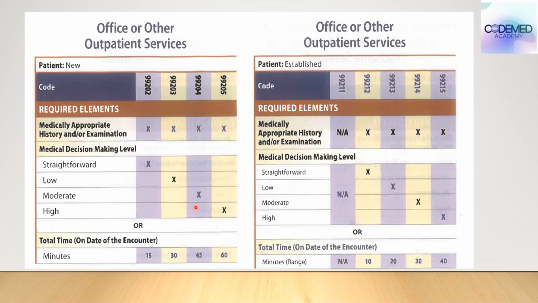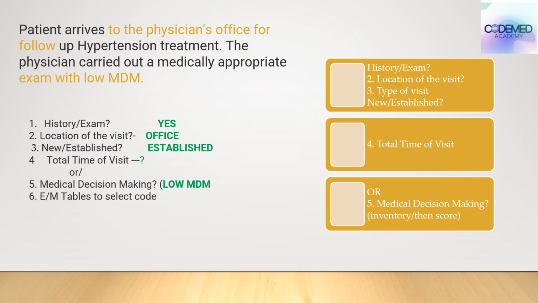But then why do we have two different tables? This is for the new patient and this is for the established patient. So remember, in the new patient we have only 4 codes, and for the established patient we have these 5 codes. Okay, and every code has a medical decision making level and then the time. Okay, so this is very important.